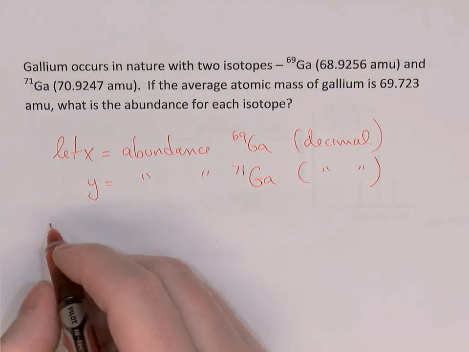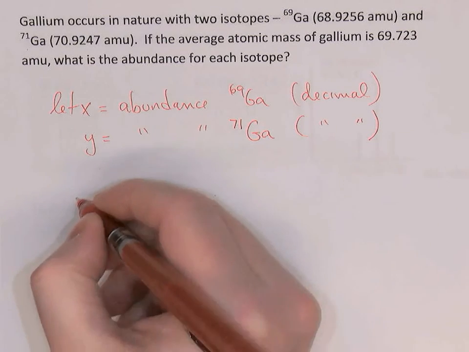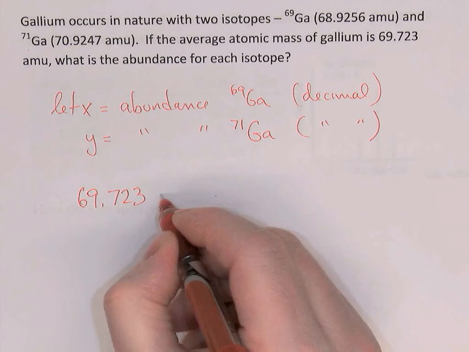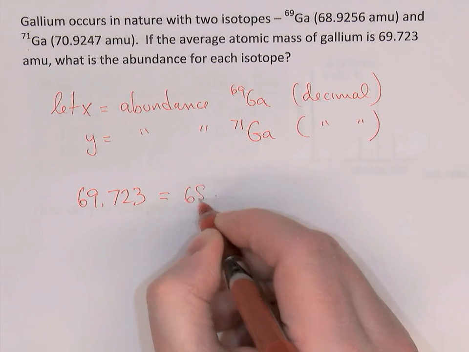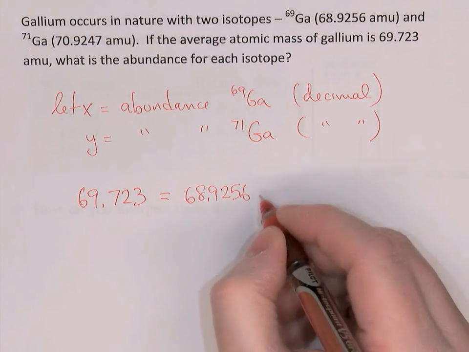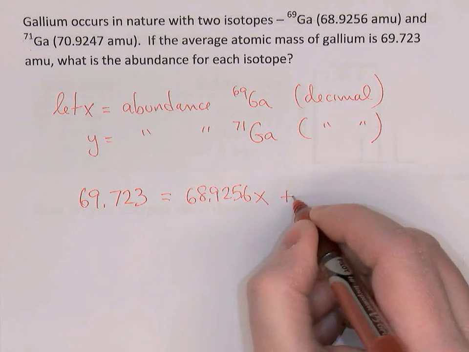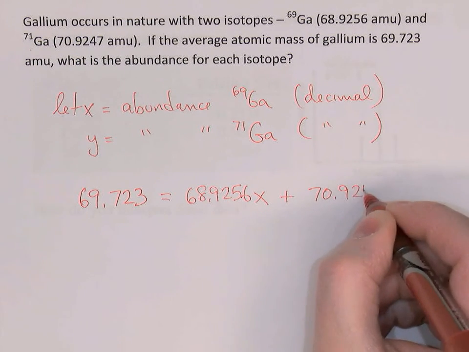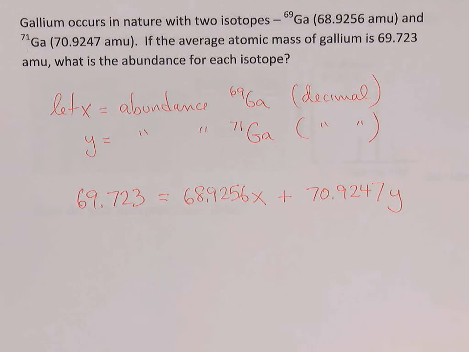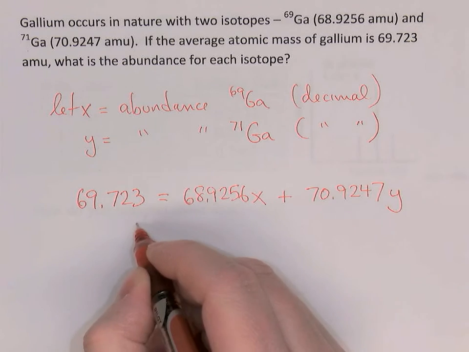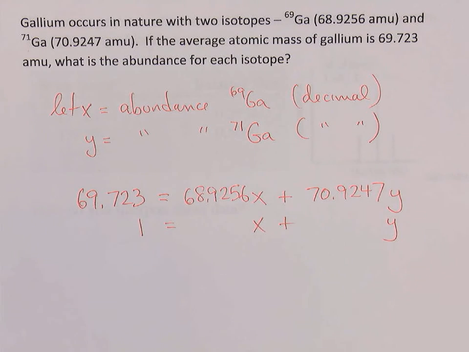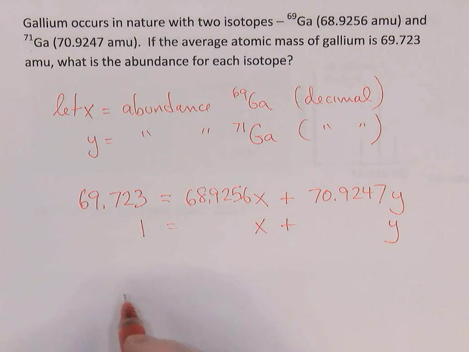Then one equation we could write would be that 69.723, the average atomic mass, is equal to 68.9256, the mass of gallium-69, times its abundance, X, plus 70.9247 times its abundance, Y. There's my average atomic mass equation for gallium. The second equation will say that 1 is equal to X plus Y. The two abundances add up to 100%, or 1 in decimal form.